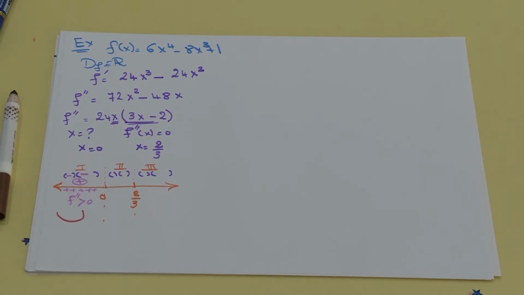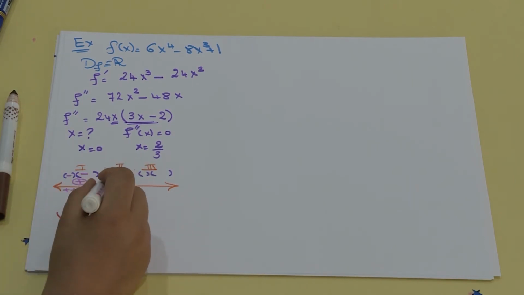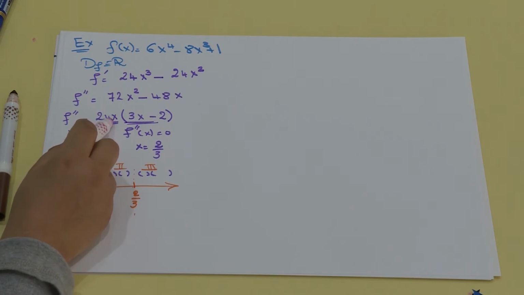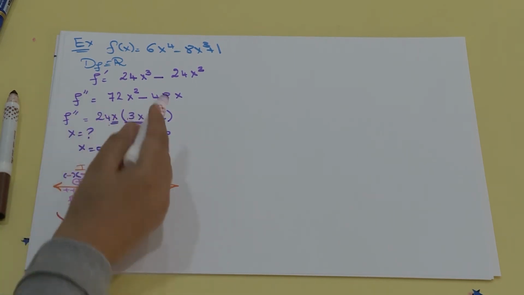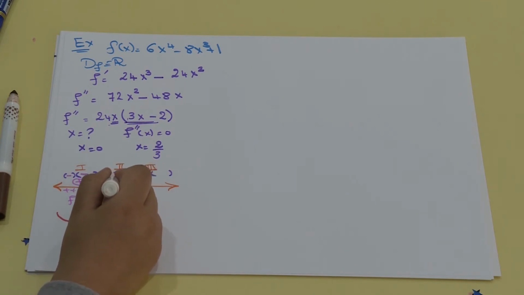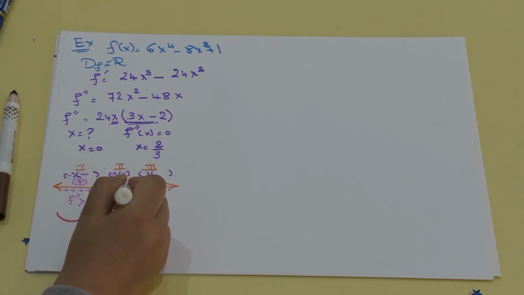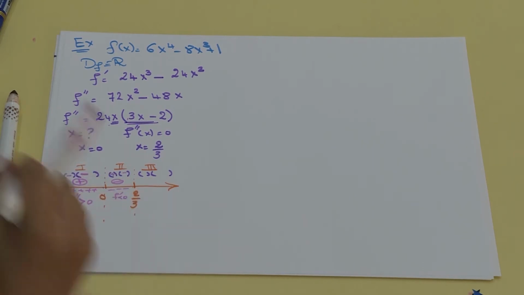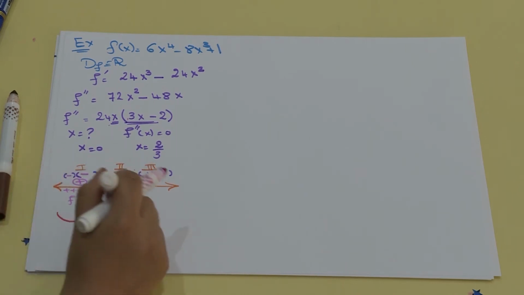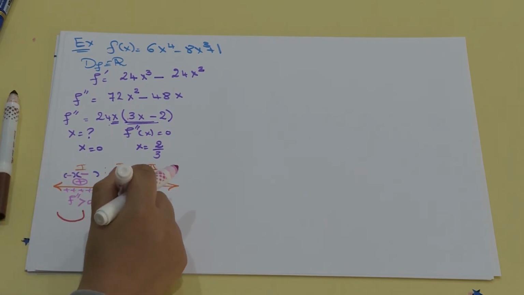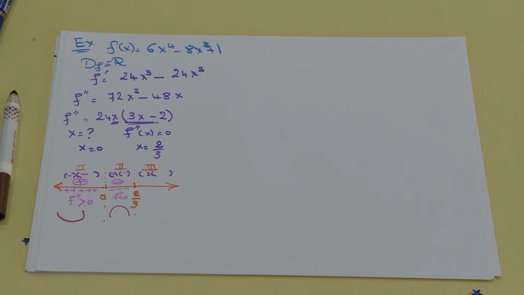Now, between 0 and 2 over 3, I will choose the 1 over 3. Again, the 1 over 3, if I put it here, it is positive. 1 over 3 times 3 is 1, minus 2, it is negative. So the whole thing is negative, telling us that the second derivative on this interval is less than 0. And whenever we have a second derivative less than 0, then we can say that the function on this part is concave downwards.